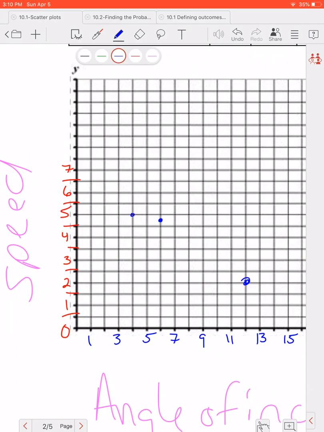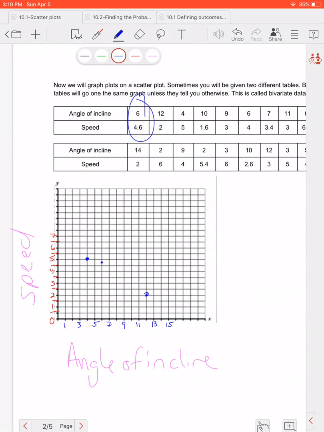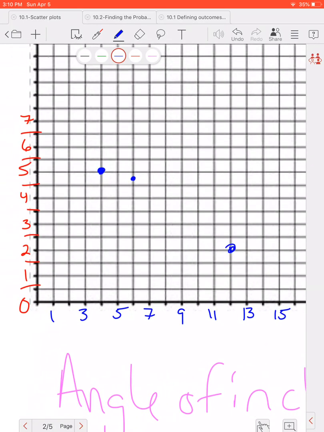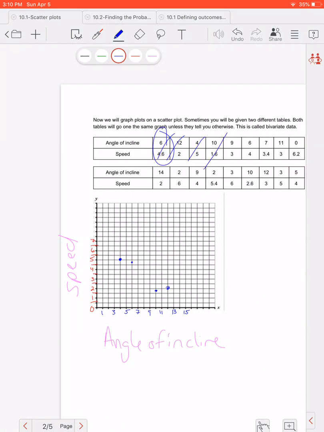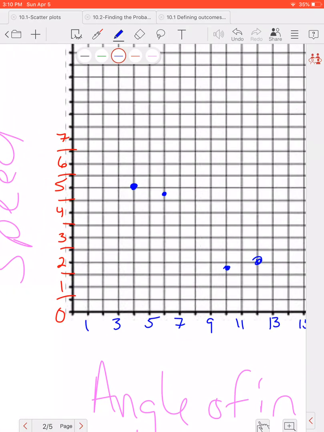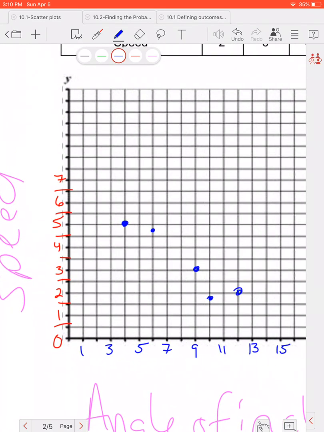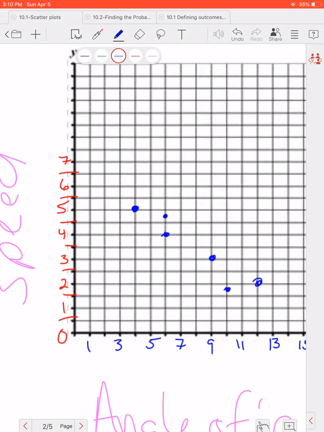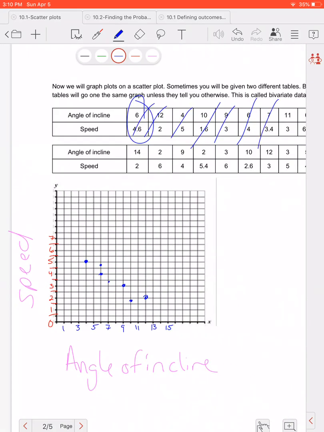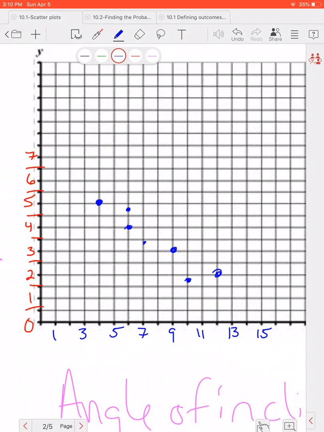4, 5. So I'm going to start crossing them off so I don't get messed up. So 10, 1.6. And it doesn't have to be absolutely perfect, just enough so we can see some of the information. 9, 3. 6, 4. 7, 3.4. 11, 3.